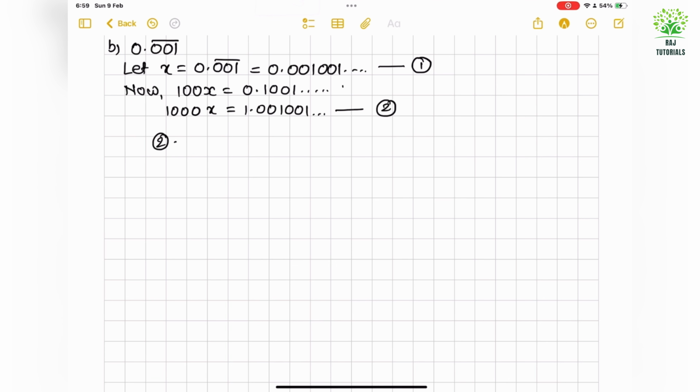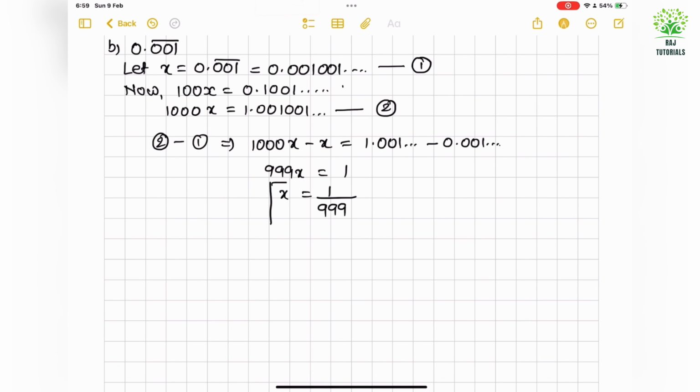Now 2 minus 1 implies 1000x minus x equal to 1.001 dot dot dot minus 0.001 dot dot dot. So 999x equal to 1. So x equal to 1 upon 999. So that is the required answer.